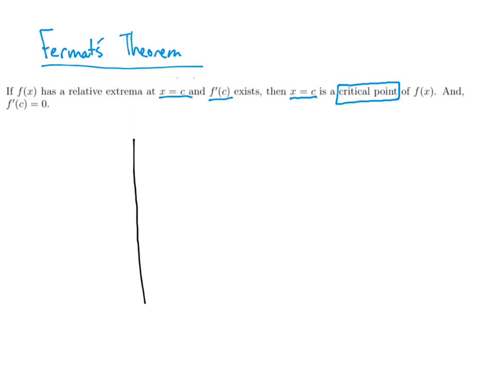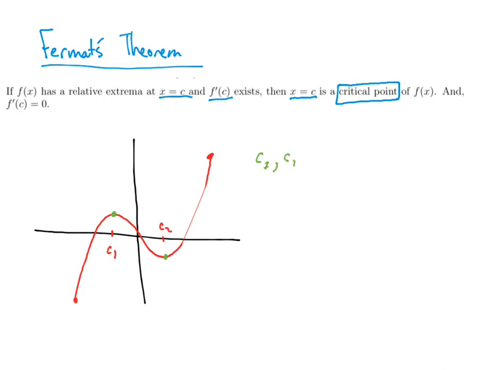If we have some function, the graph of which does something like this, and let's say this is C1 and this is C2, so we have a relative maximum value at C1 and a relative minimum value at C2. What we'd say is C1 and C2 are called critical points, because those are where the relative extrema are.